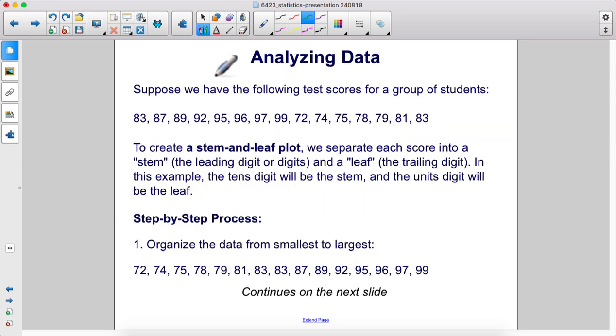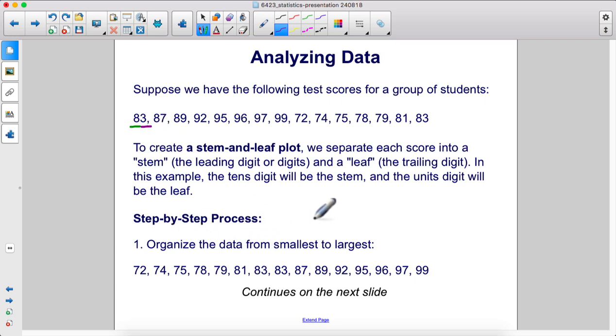Suppose we have the following test scores for a group of students here. To create a stem and leaf plot, we separate each score into a stem, the leading digit or digits, and a leaf, the last digit or the trailing digit. In this example, the tens digit will be the stem, so for example, the 8 here, and the units digit will be the leaf, and that would be the 3 there.